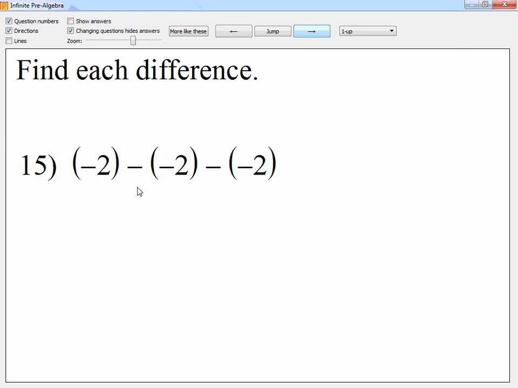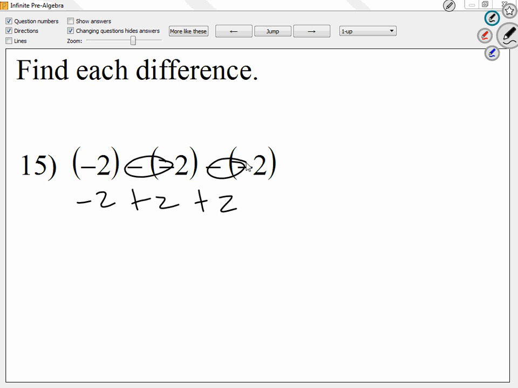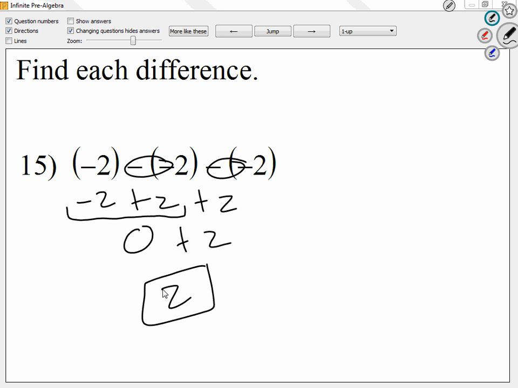Looking at number 15, let me write everything without parentheses. So I'm going to have -2 for the first number, +2 for the second number, because remember, two negative signs make a plus sign. On the last one, I'm going to have +2, the same idea. Combining the first two numbers, I'm going to call that 0, because they have different signs, so I subtract. So 0 plus 2, I'm just going to call that 2. All right. Any other questions? 16?